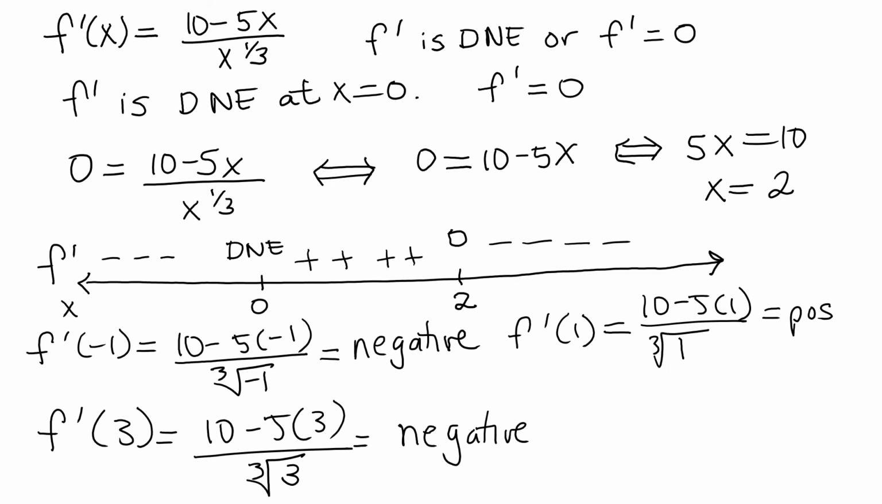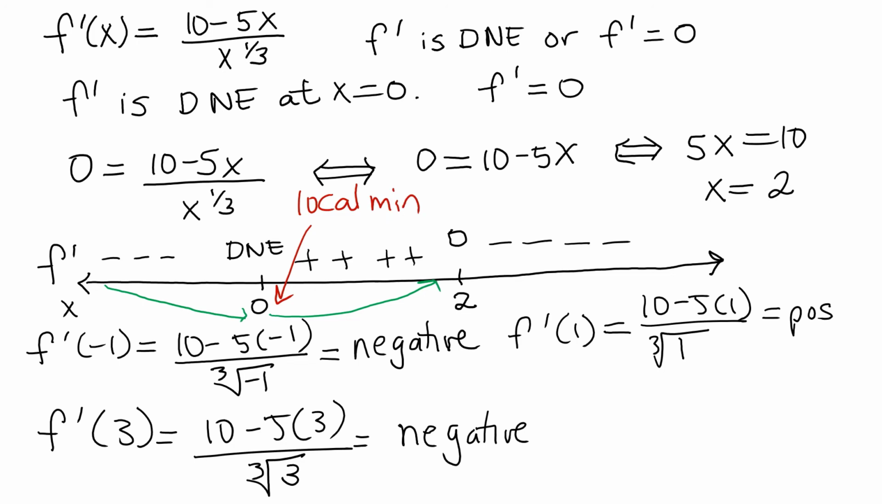If the derivative is negative, the graph is falling, the function is decreasing. If the derivative is positive, the graph is rising, the function is increasing. To the left of 0, the derivative is negative. To the right of 0, the derivative is positive. That tells us we have a local min at x equals 0.